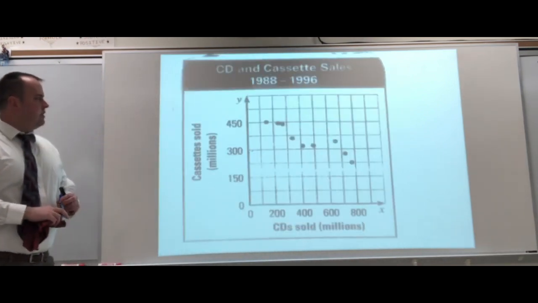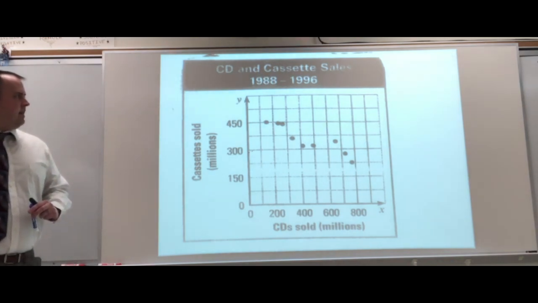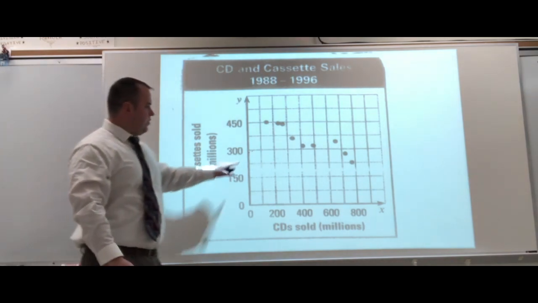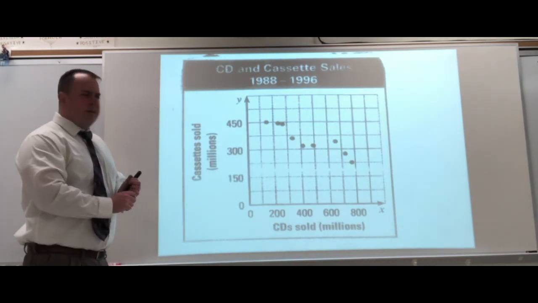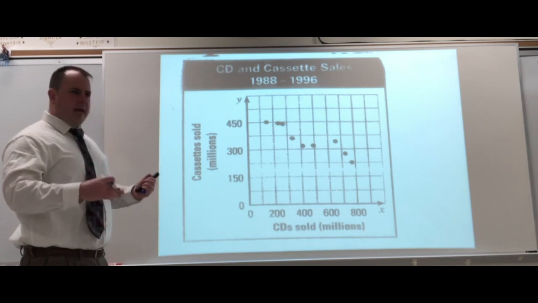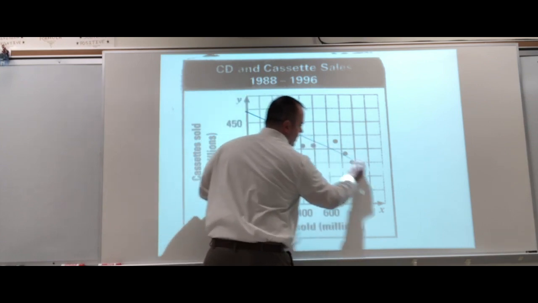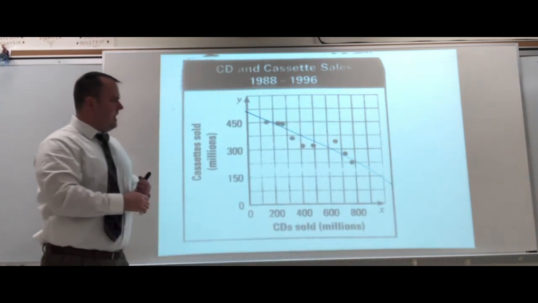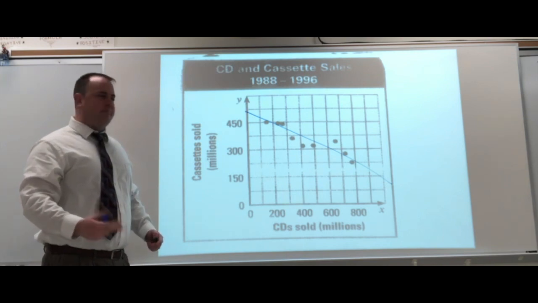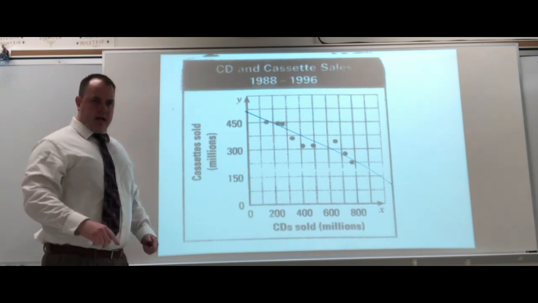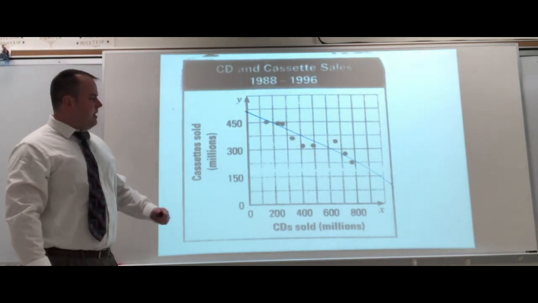Okay, so here's another example. CD and cassette sales, from 1988 to 1996. If I had to draw my line of best fit for this one, again, be careful, take your time. You might have to draw it once, look at it, so make your first one nice and light. If you draw it, and once you pull your ruler away, sometimes you see it's not the best one to look at. Take it away, erase it, and draw it again. So there's my line of best fit.